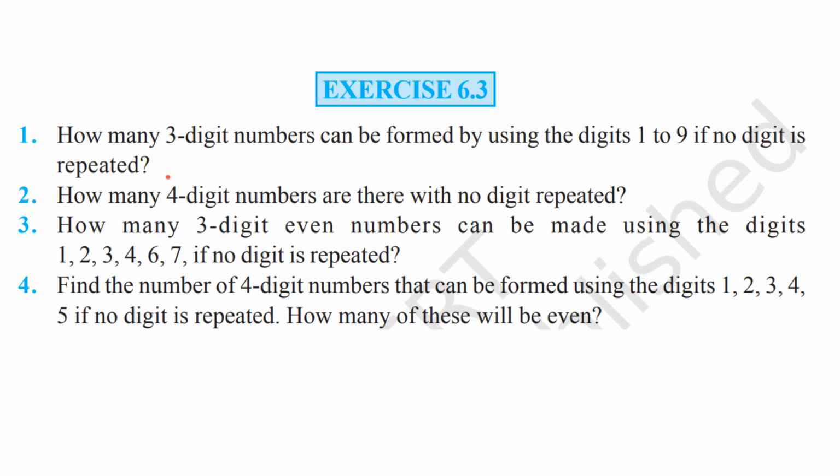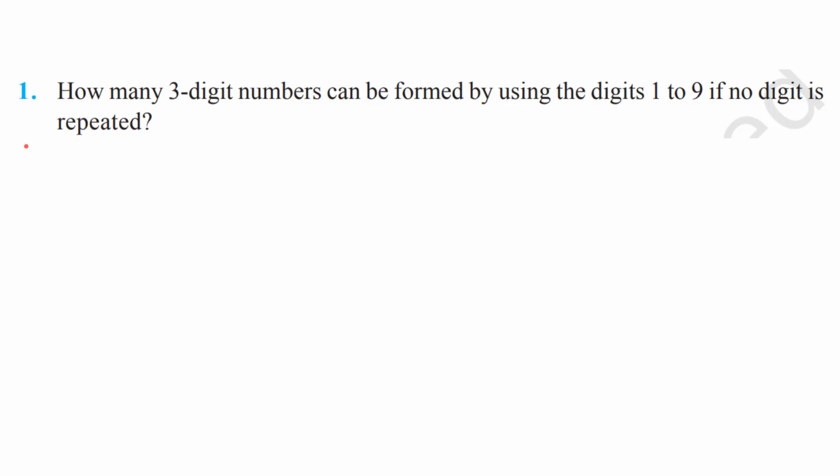This is exercise 6.3 permutations and combinations. We will discuss 4 questions in this video. Let's start with the first one. How many 3-digit numbers can be formed by using the digits 1 to 9 if no digit is repeated?